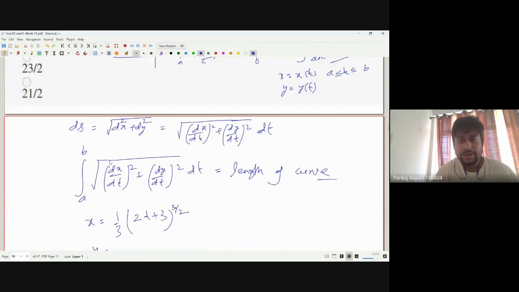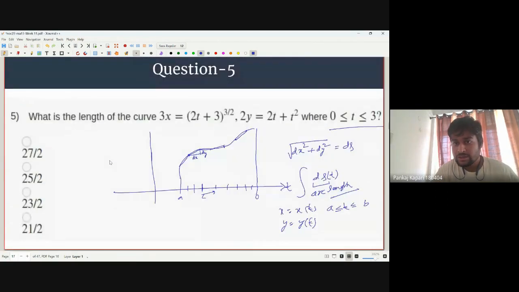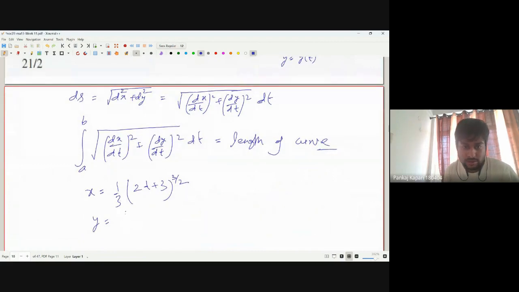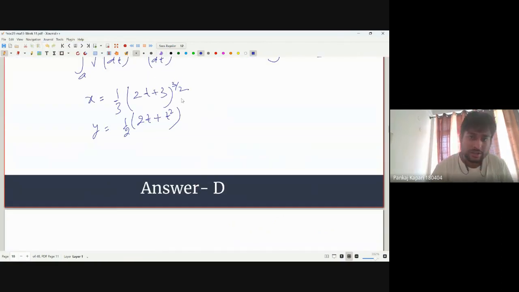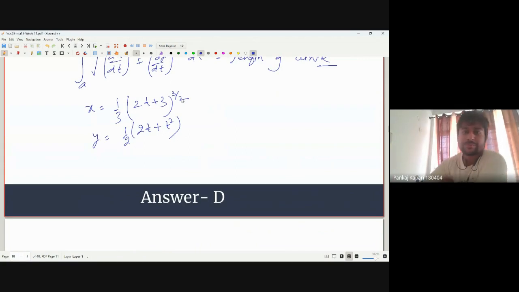And then what is y? It is half of 2t plus t square. Okay. So let's find out their derivative with respect to t, because we need that.